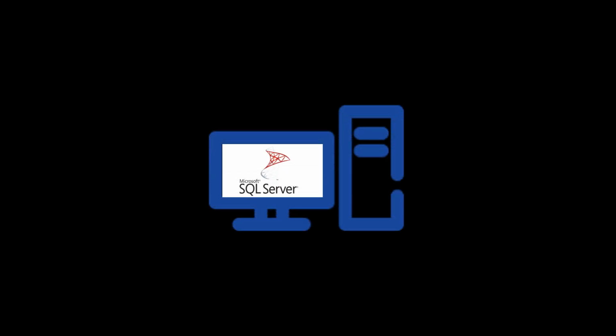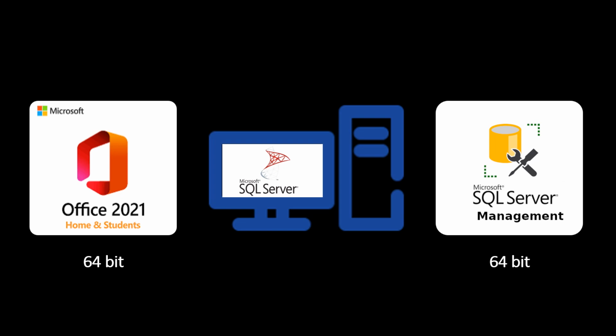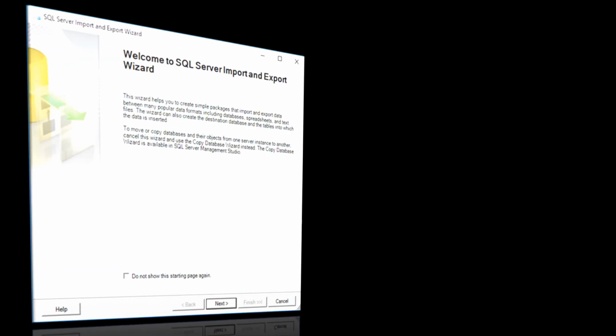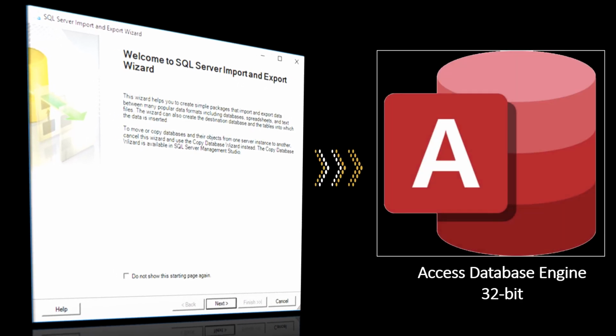On the working machine, the 64-bit versions of both the MS Office and SQL Server Management Studio are installed. By default, Management Studio uses the 32-bit version of the import-export tool, which requires the 32-bit version of the Access Database Engine, not installed in our case.